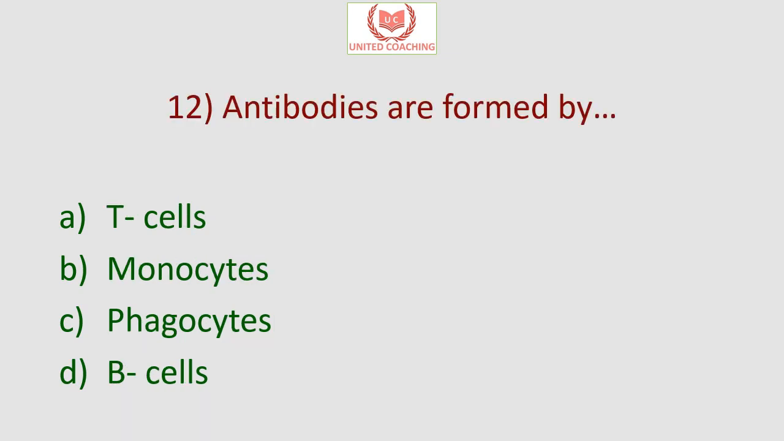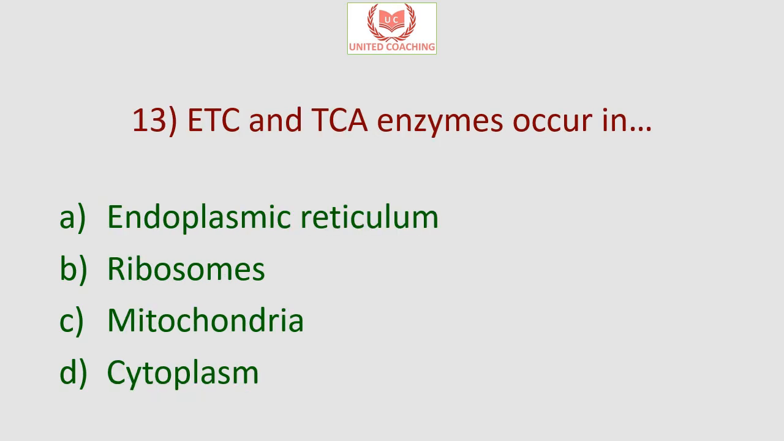Our next question is: antibodies are formed by. Is it T cells, monocytes, phagocytes or B cells? The answer is B cells. B cells produce antibodies.